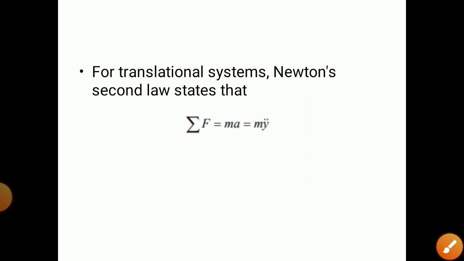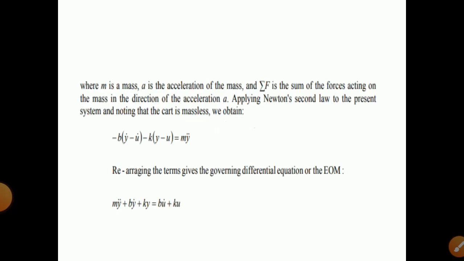Now for translational systems, Newton's second law states that the summation of F is equal to m into a, that is, force is equal to mass into acceleration. Here a is nothing but y double dot, so this is Newton's law. In Newton's law, m is mass, a is the acceleration of the mass, and the summation of F is the sum of forces acting on the mass in the direction of acceleration. Now this Newton's law we have to apply here.